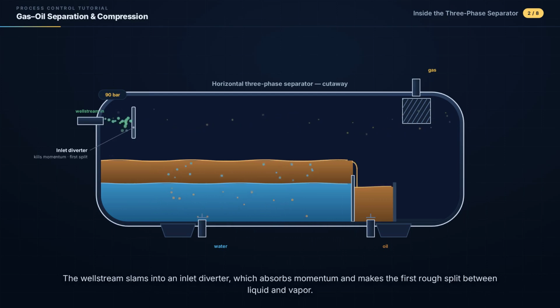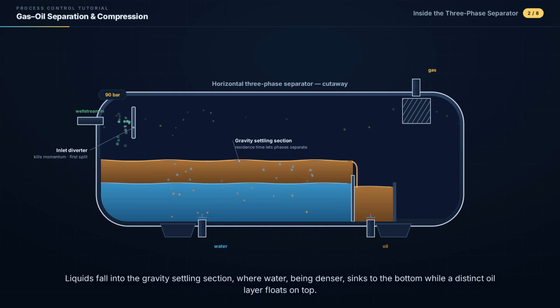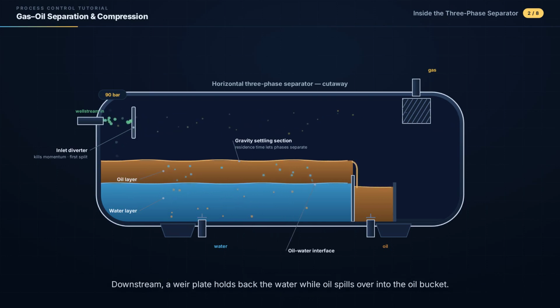The well stream slams into an inlet diverter, which absorbs momentum and makes the first rough split between liquid and vapor. Liquids fall into the gravity settling section, where water, being denser, sinks to the bottom, while a distinct oil layer floats on top. Downstream, a weir plate holds back the water while oil spills over into the oil bucket.